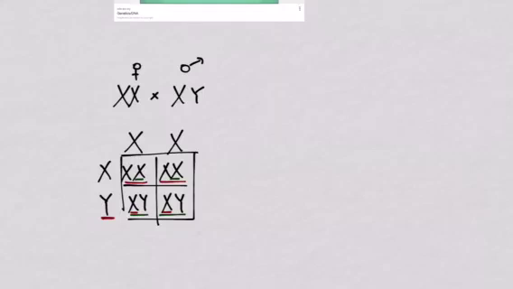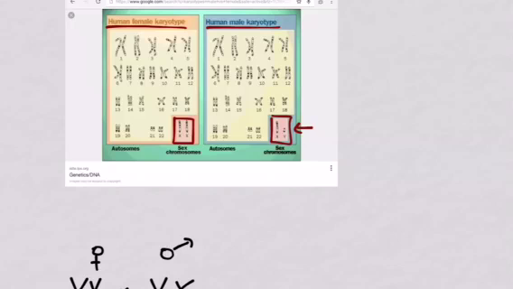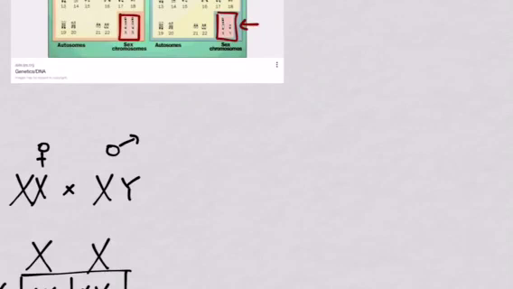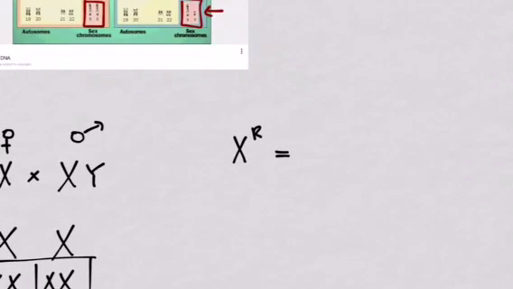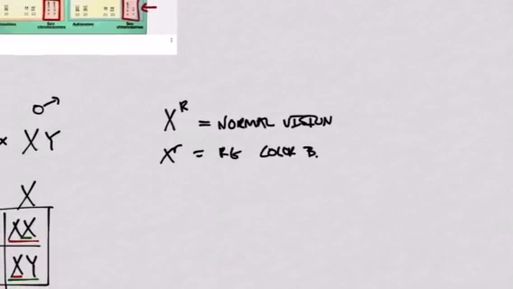Okay, so as I said before, the X chromosome contains genes on it that are not just coding for sex. For example, the gene for the photoreceptor that determines red-green color blindness is also located on the X chromosome. So imagine we have a woman. X big R is the normal vision, and X little r is going to be equal to red-green colorblind. Okay, so these are our 2 alleles.